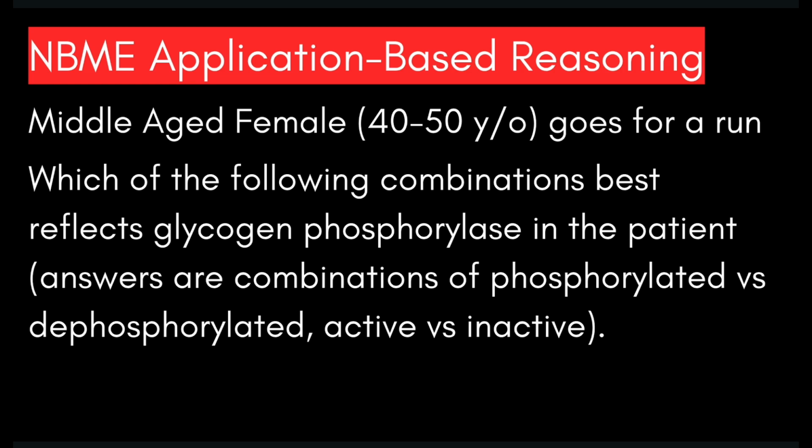Let's go ahead and finish off with our final NBME application-based reasoning question and our second to last slide, so penultimate slide here. Middle-aged female, 40 to 50 years old, goes for a run. Which of the following combinations best reflects glycogen phosphorylase in the patient? Answers are combinations of phosphorylated versus dephosphorylated, active versus inactive. And I'd like to apologize. This is actually not the second to last slide. I have another problem with a similar style of reasoning, so my fault.